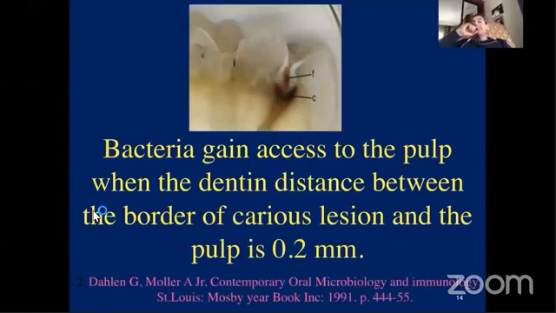Now, this is very important to remember. Bacteria will gain access to the pulp when the dentin distance between the border of the carious lesion and the pulp is 0.2 millimeter. So when you feel you are close to the pulp, there is a high tendency for microorganisms to enter through the dentinal tubules. 0.2 millimeter is the distance which we consider a risky distance.